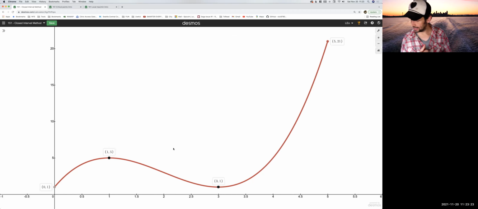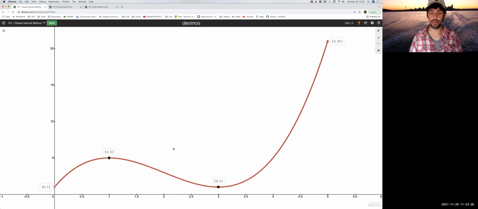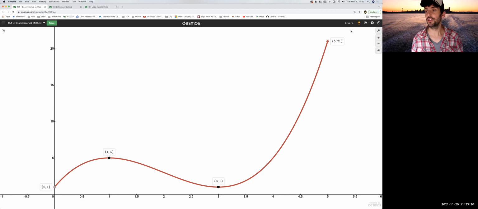Okay, that is it for this one. We'll talk more about how to determine local maximums and minimums without graphs in some later videos, but that's it for this one.